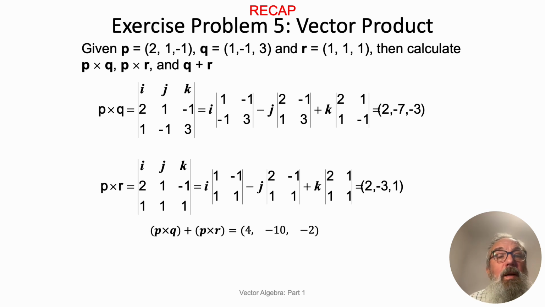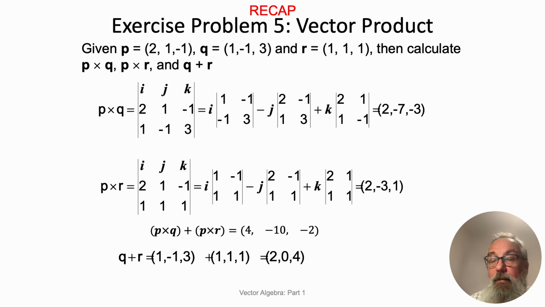We can then look at, but the question doesn't ask us, adding P cross Q and P cross R, and we'll see that's 4, minus 10, minus 2. We're going to just do an expansion later. So Q plus R is straightforward, adding the components: 2, 0, 4.